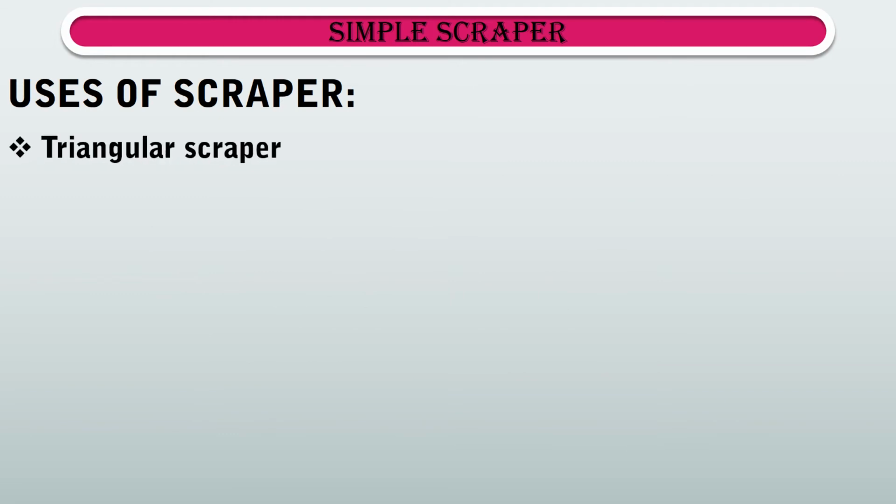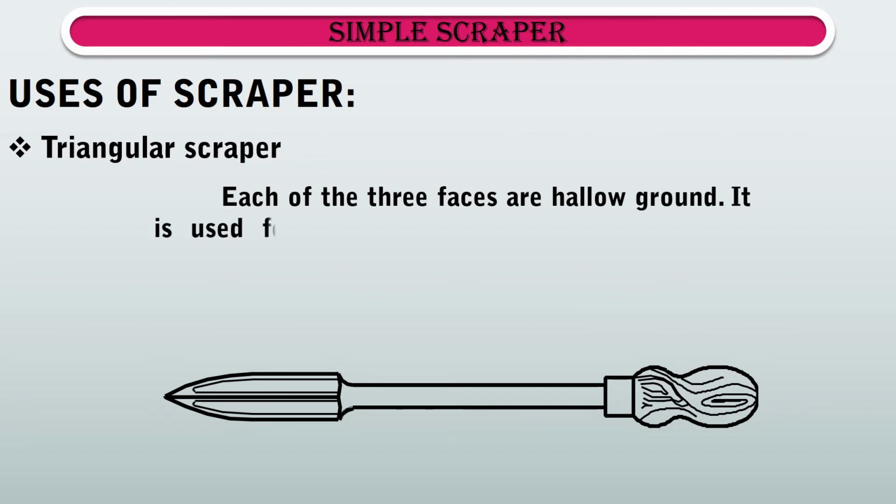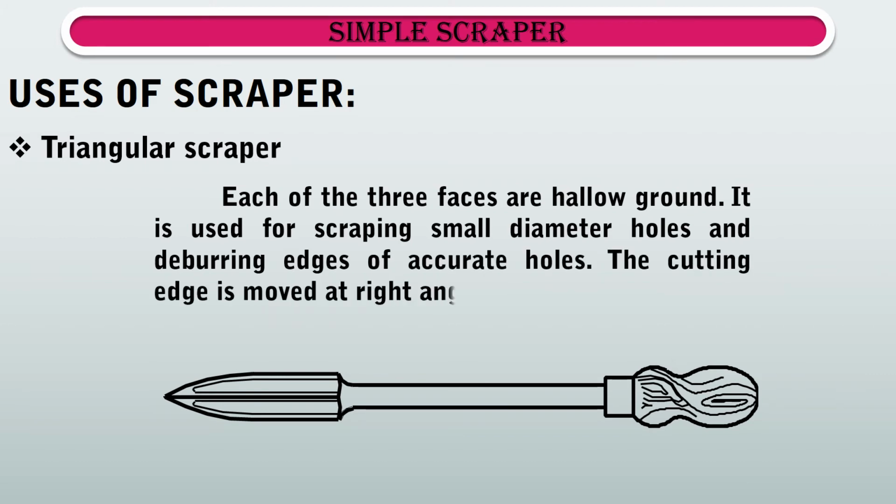Fourth, triangular scraper. Each of the three faces is hollow ground. It is used for scraping small diameter holes and neighboring edges of accurate holes. The cutting edge is moved at right angles to its length.